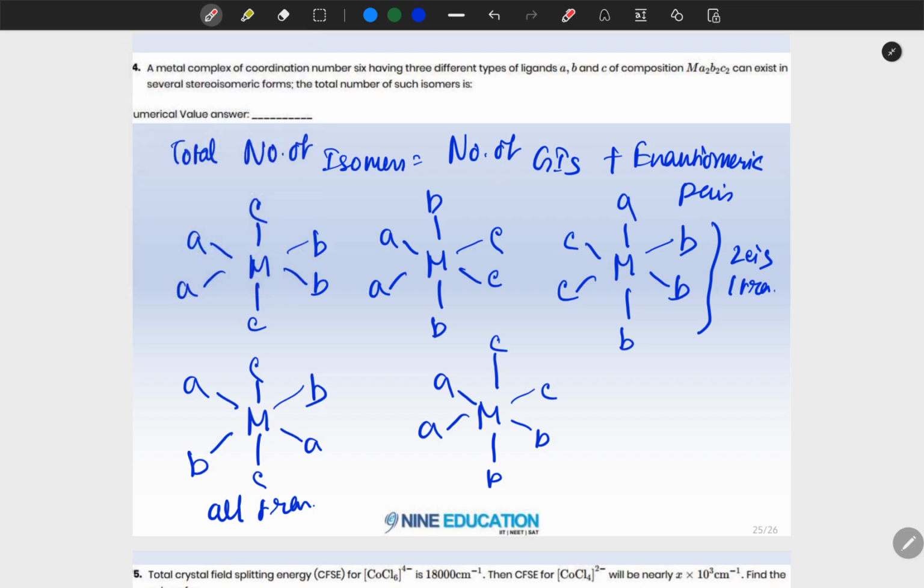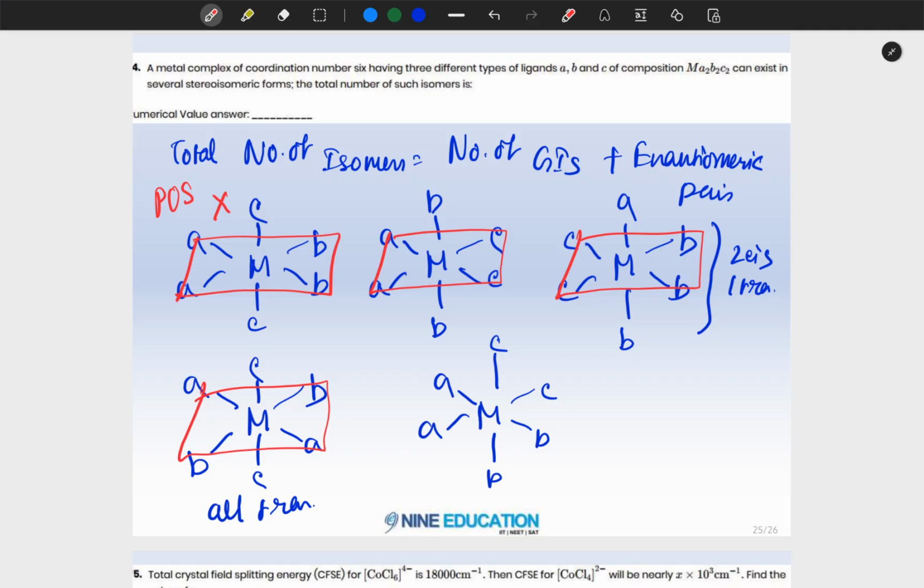Now clearly we are able to see there is a plane of symmetry. So the upper half of the molecule is a mirror image of the lower half. Because of the presence of the plane of symmetry, this isomer is not optically active. The same plane of symmetry is also present over here. Here also the plane of symmetry is present. Here also the plane of symmetry is present. So in all these 4 isomers, planes of symmetry are present. So that's why these 4 isomers will not exhibit any type of optical isomerism.